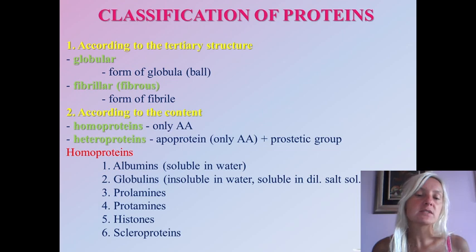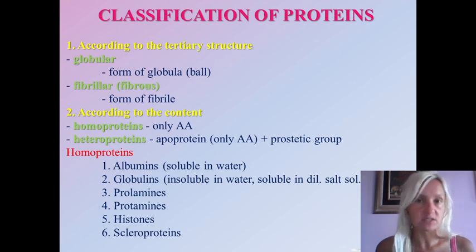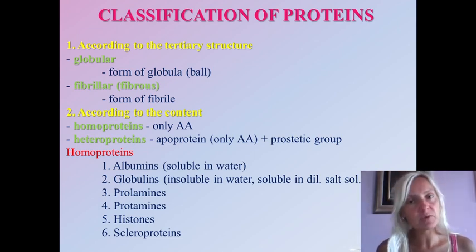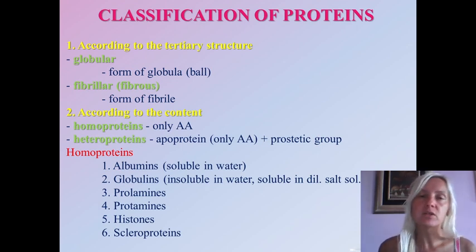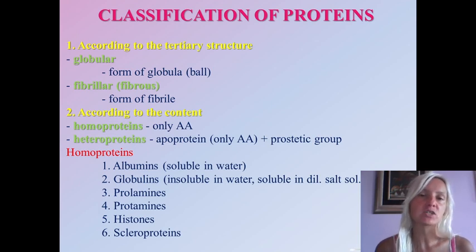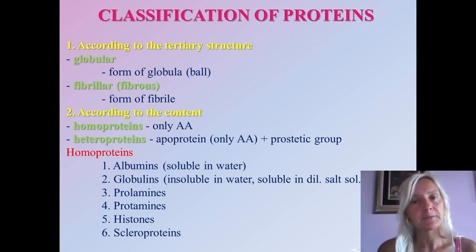So albumins are soluble in water, and they can be precipitated upon the addition of saturated salt solutions. On the other side, globulins are insoluble in pure water, but they are soluble in diluted salt solutions, and they precipitate upon the addition of half-saturated salt solutions. These properties are used in a lab for separation of these fractions, and we're going to need these facts later on for practicals.